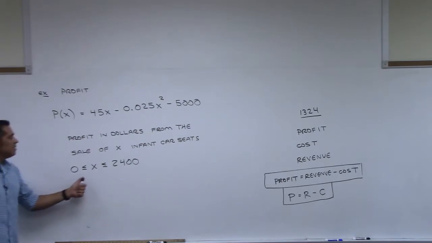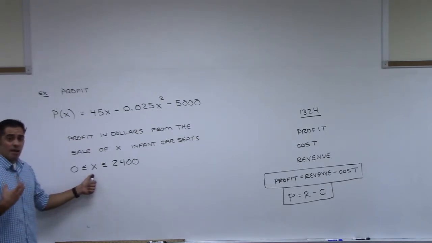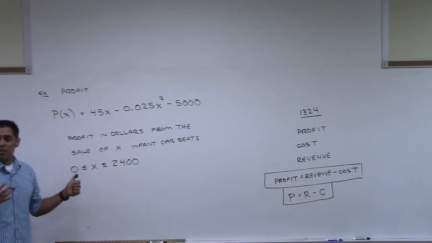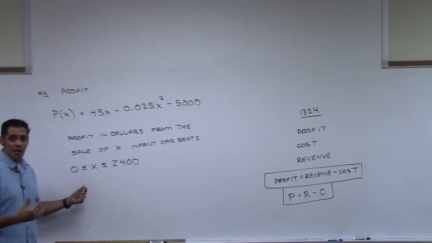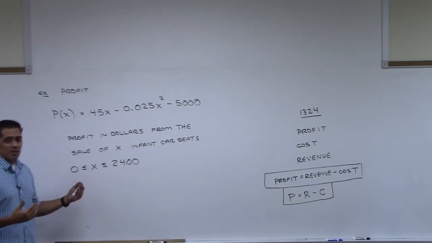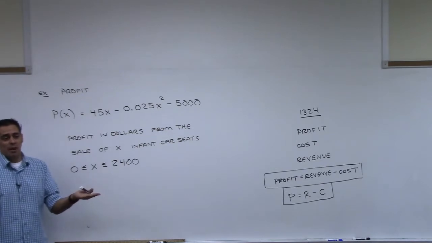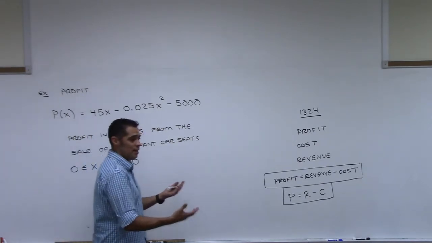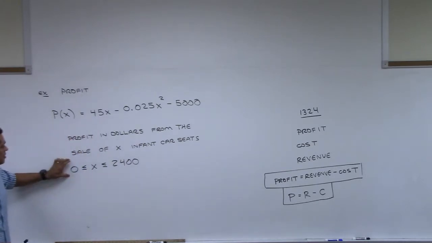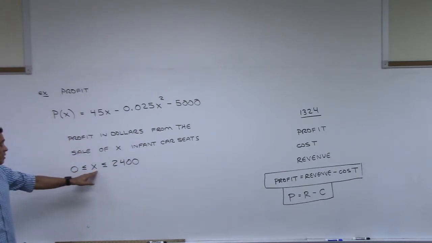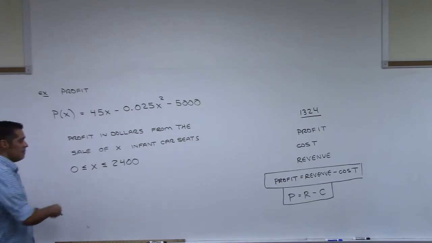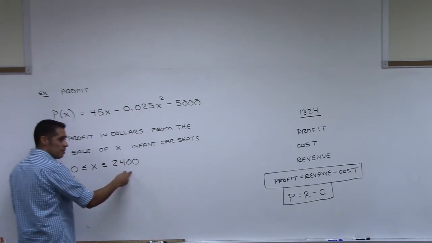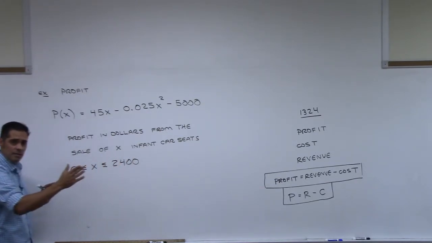This means that our company has a restriction on how many car seats we can actually sell. That's probably based on the fact that we can only produce so many, right? I mean, you can only produce so many iPhones or whatever in any given period of time. So our restriction is that we're either going to sell no car seats, the most we could sell would be 2,400 car seats, or anything in between. Okay? With me?